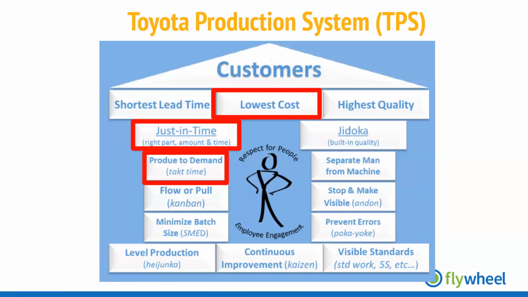And we're not going to get into a lot of the theory of lean today. We're going to talk more about applying it to sales and marketing, because if you don't have a good sales and marketing process, it's very difficult to produce to demand, because you don't know what demand is, and you don't have an efficient way to gauge that demand.